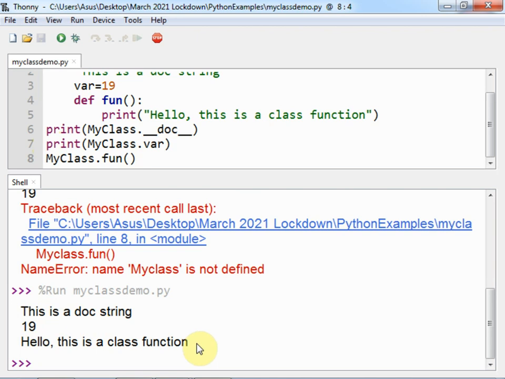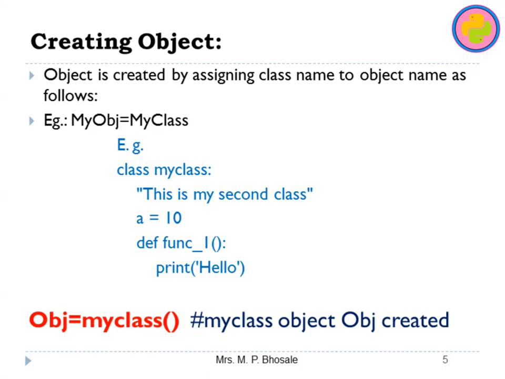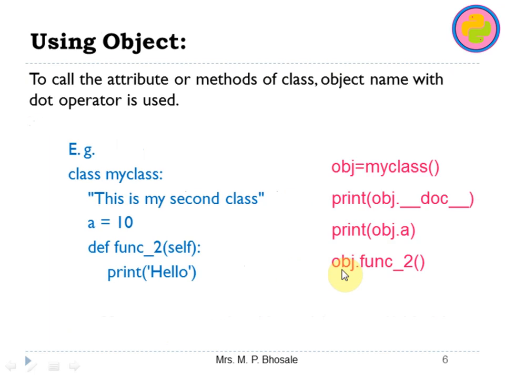Now we will move to the PPT. Now we will discuss the object. An object is created by simply assigning the class name to the object name. Here is an example: the object name is equal to the class name. We will create this object of this class. For example, if I have my class as a class, then I can simply write object name is equal to my class, opening and closing parenthesis. Then using this object, I can call the document string, the variable, and the function.